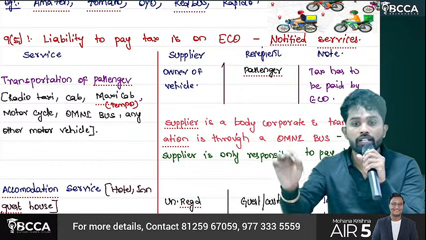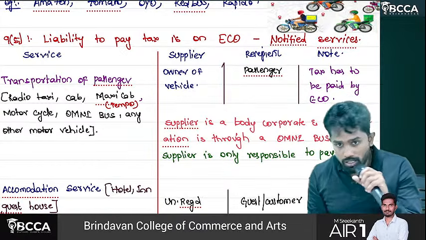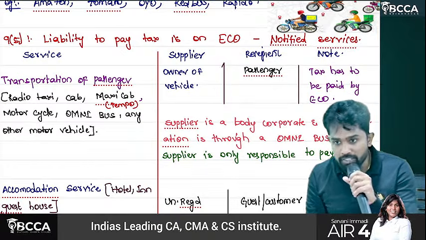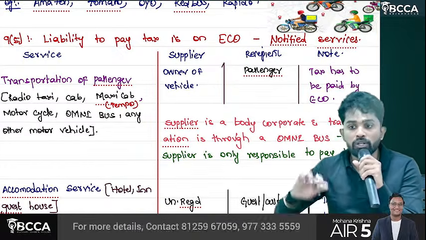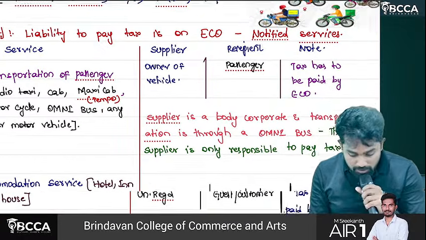Sir, if you book an auto through Rapido, neither the auto guy will pay the tax nor you will pay the tax. Who will pay? Rapido has to pay the tax to the government. Understand? Here there is an exception, sir.